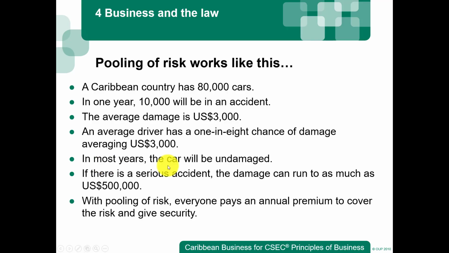In most years, the car will be undamaged. If there is a serious accident, the damage can run to as much as $500,000. With pooling of risk, everybody pays an annual premium to cover the risk and gives security. So what does this mean? What this means is that if everybody has a similar risk, everybody's at risk for a similar thing. In this case, car accident or fire or flood or whatever.